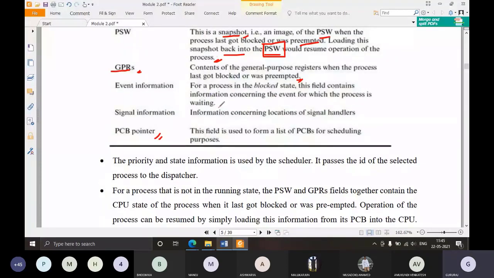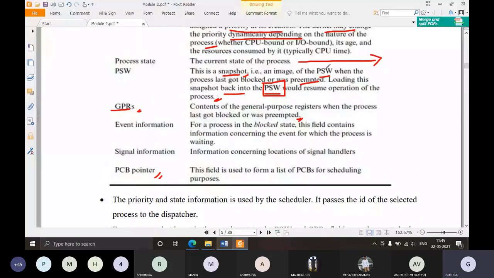Next is event information. Event information depends on the process state. As I told, there are four states. If the process state is blocked, that means a process gets blocked whenever it is waiting for an event, whenever it is waiting for something to happen. That something can be a key press, an input from a temperature sensor or from a light sensor. It can be an interrupt. Whenever the process is waiting for something to happen, it will enter the blocked state.